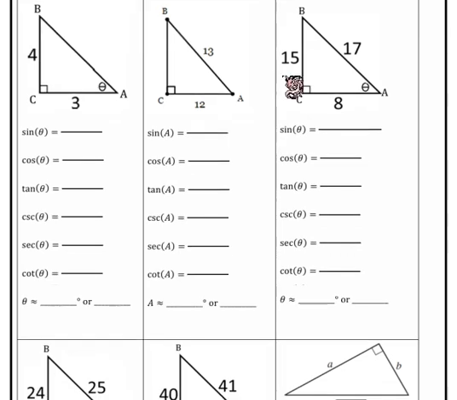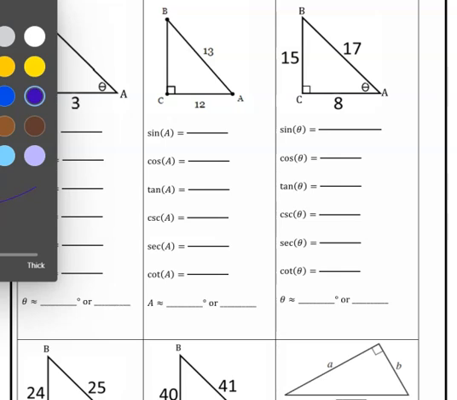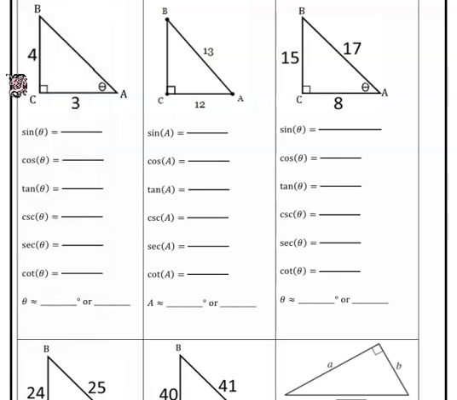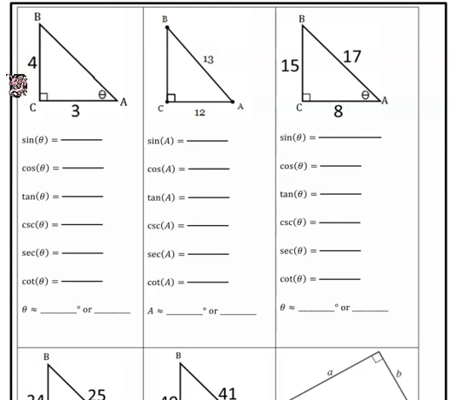Let's go to the next page. We have a right triangle, but we don't know what the third side is. So we can use Pythagorean theorem to find that. Remember, Pythagorean theorem is a squared plus b squared equals c squared. 4 squared plus 3 squared equals something squared. 16 plus 9 equals 25. The square root of 25 is 5. So that would be our missing side length. From there, we can find each of these trig values.